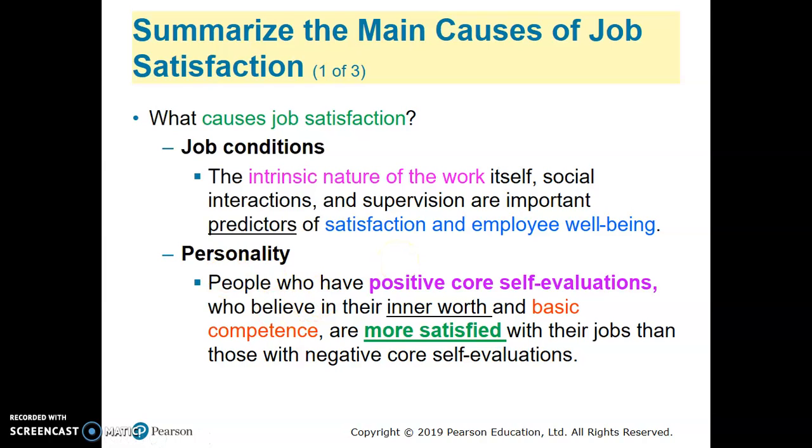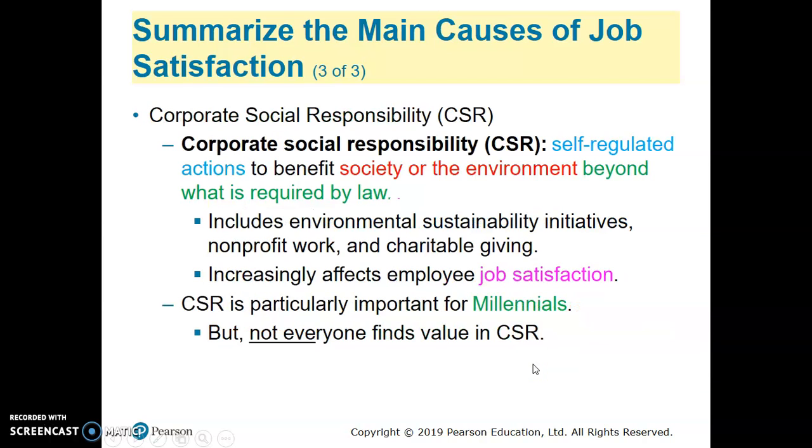If the personality of the employees belongs to positive core self-evaluation, that means they tend to see things in a positive way. This contributes to their job satisfaction, because any problem that happens at the job or in the workplace, they perceive as something positive. So they tend to have more job satisfaction compared to those who have a negative core self-evaluation personality type.